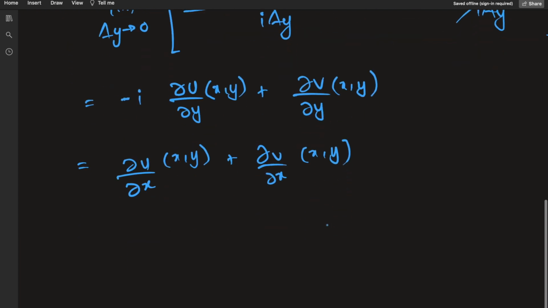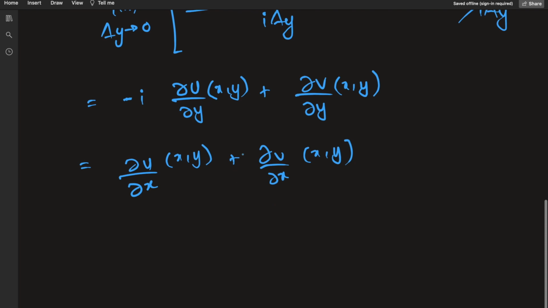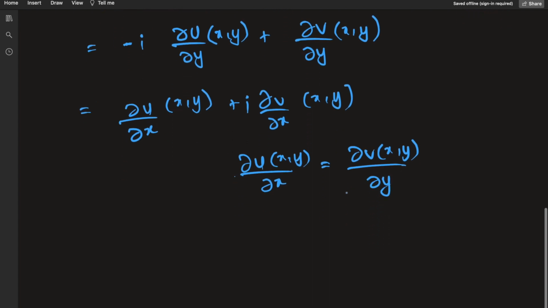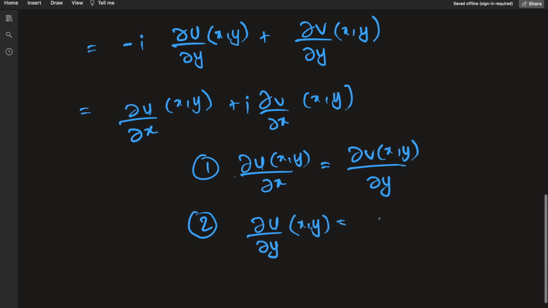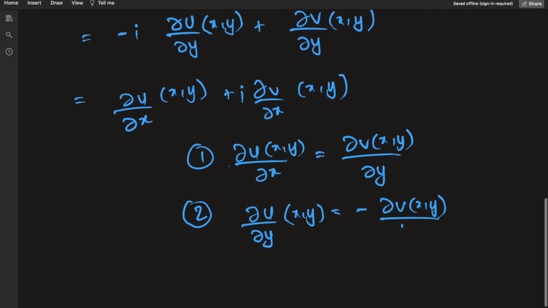So now if you compare real and imaginary parts, you're going to notice that the partial derivative of u at x y with respect to x is going to equal the real part, which is this, the derivative of v at x y with respect to y. And this is the first observation. The second observation is if you compare the imaginary parts, the derivative of u with respect to y at x y is going to equal the negative derivative of v at x y, sorry, with respect to x this time.